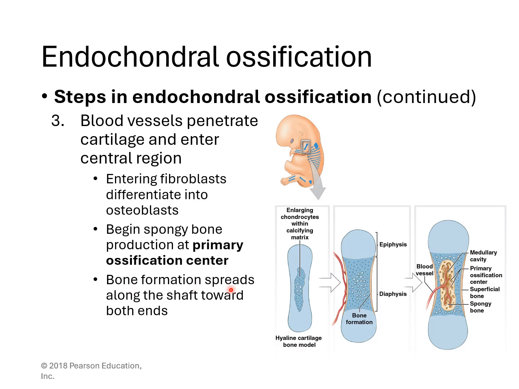And then bone formation starts to spread along the shaft towards both ends. And the shaft was guided by and formed by cartilage. So in endochondral ossification, bone starts to replace the cartilage.